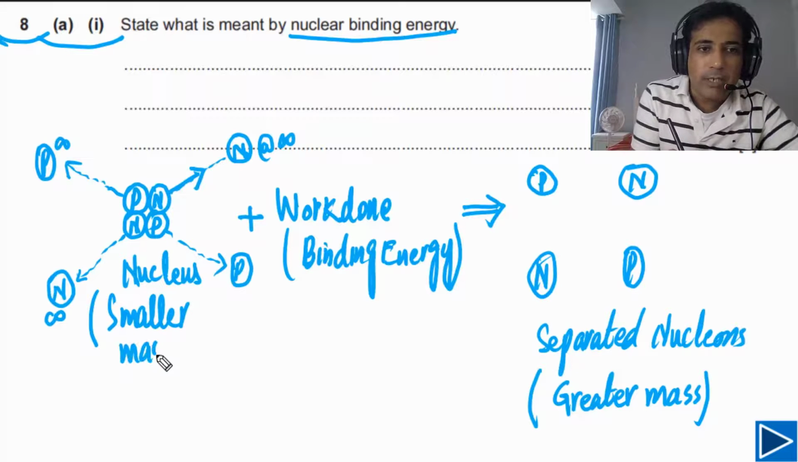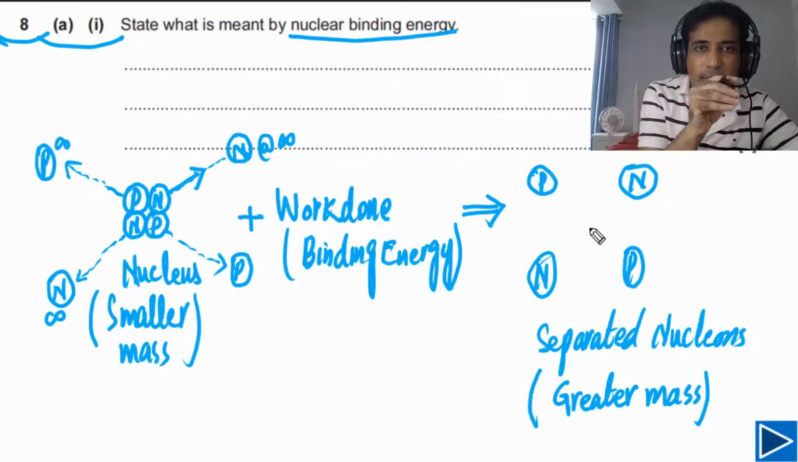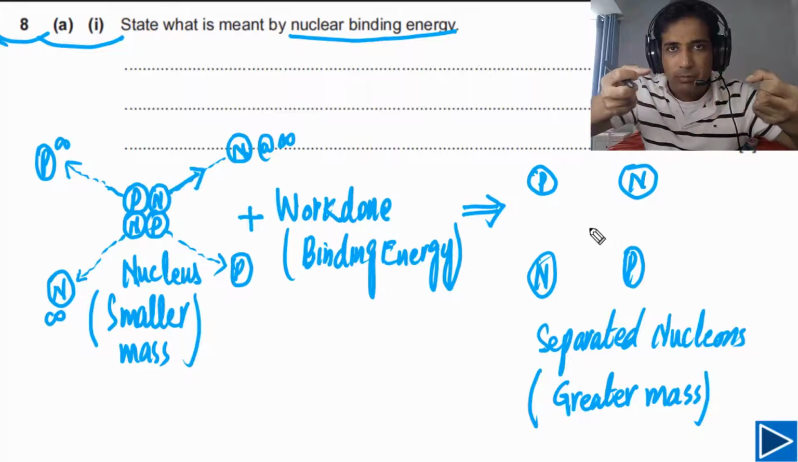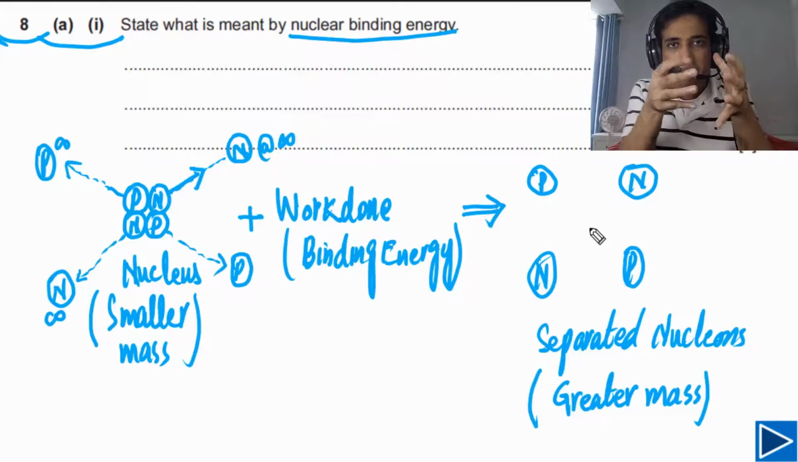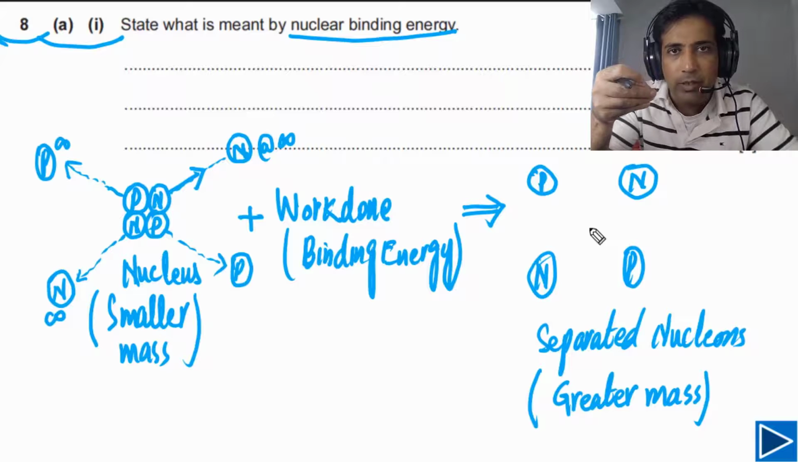Now if we compare the total mass of this nucleus with the mass of these separated nucleons, the total mass of the separated nucleons will be greater than the mass of the nucleus, because the energy supplied has been converted into matter, meaning the mass of the nucleons has increased. So in a simple way you can understand what binding energy is. This is a very simple explanation of binding energy.